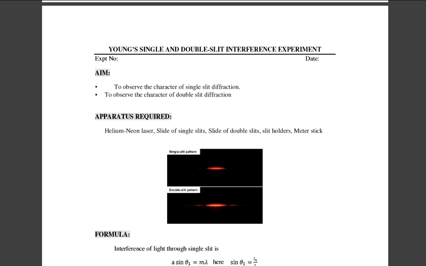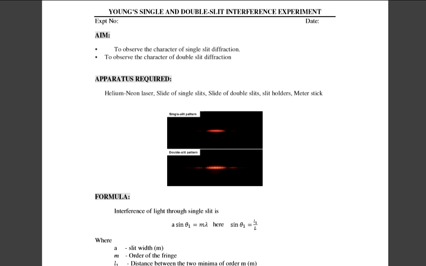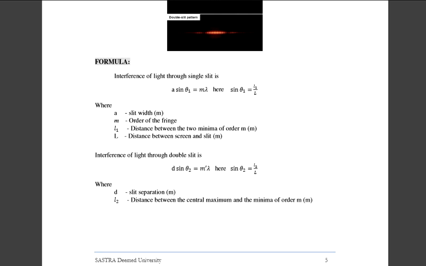For this, we need a helium neon laser, a slide of single slit, a slide of double slit, slit holders, and a meter stick. Let us move on to the formula. The interference of the light through the single slit is measured by A sin theta 1, which is equal to m lambda. Here, sin theta 1 is equal to L1 divided by L, where A is the slit width, m is the order of the fringe, L1 depicts the distance between the two minima of order m, and L denotes the distance between the screen and the slit.